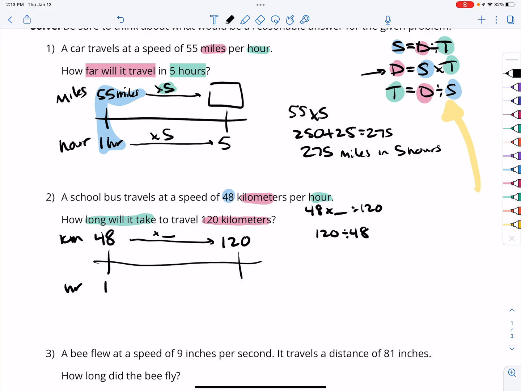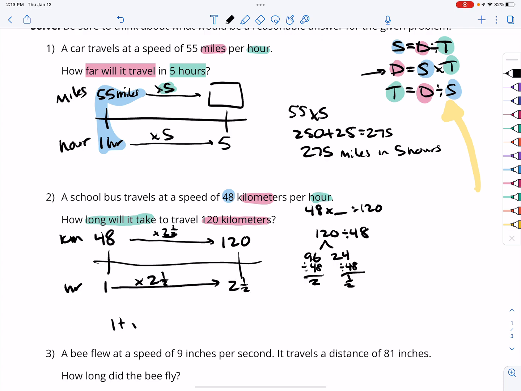And so when I do that, I know a 48 times 2 could be 96. 96 divided by 48 is 2. And then I'm left with 24. 24 divided by 48 is the same as 1/2, because I know 24 is half of 48. So that must mean that it is 2.5 times to get there. So that will take us 2.5 hours.